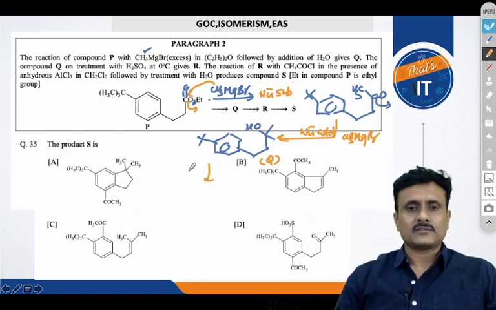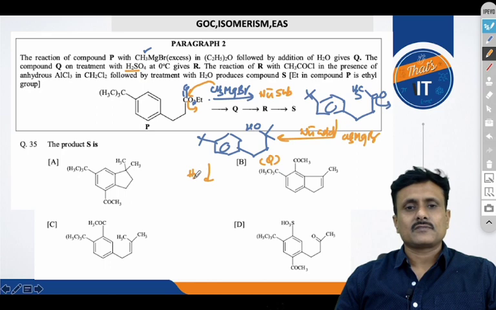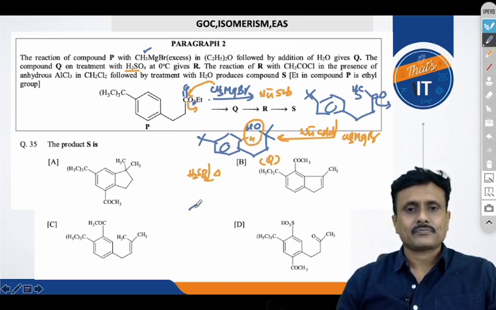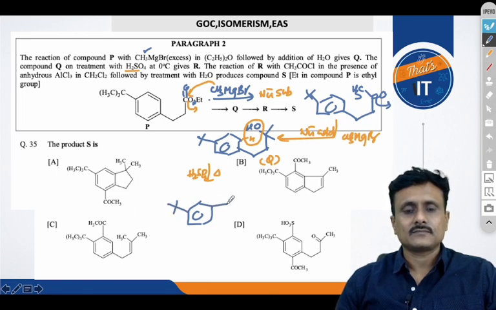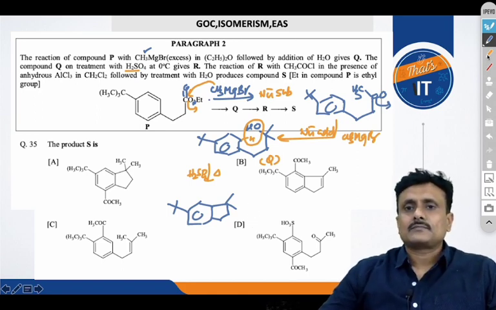Now you can see this Q is heated with concentrated H2SO4. You have taken H2SO4 and heating it. You know that dehydration will take place to give you a cyclic compound, arenes. You get a 5-membered ring. So this is your R.